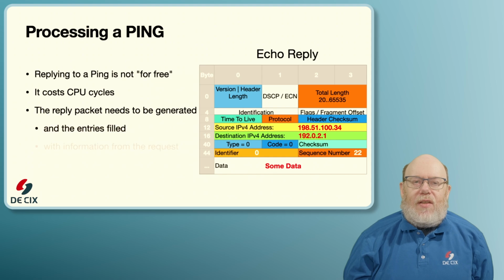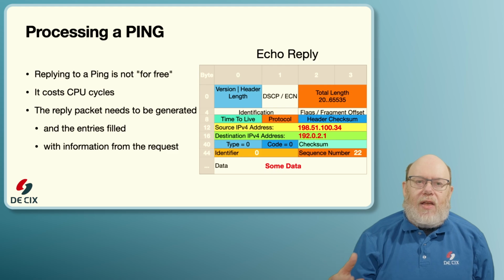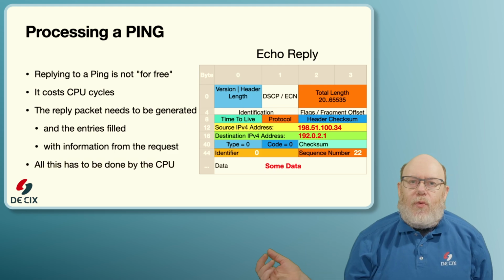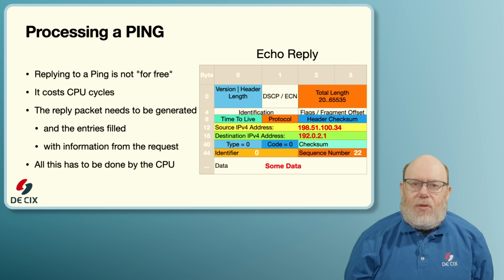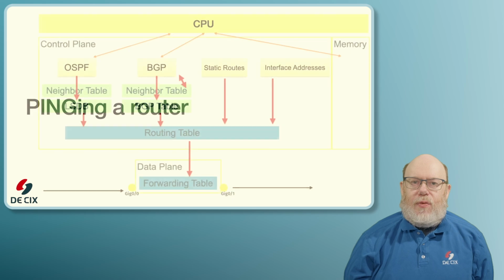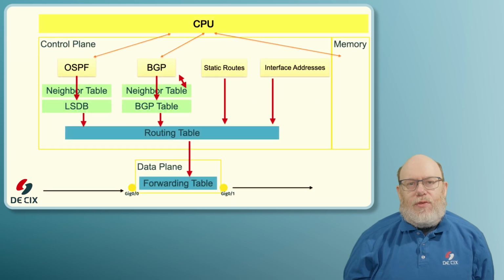And the reply packet, like I said, needs to be generated, all the entries filled, and sent back. All that work is done by the CPU. That looks very trivial if you send one, but think of sending millions. Good. How does pinging a router work now? Here I have a drawing about how a router works.